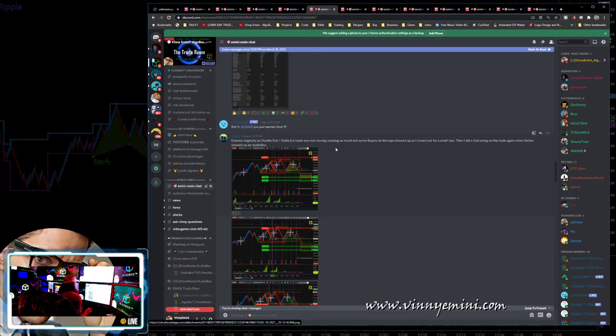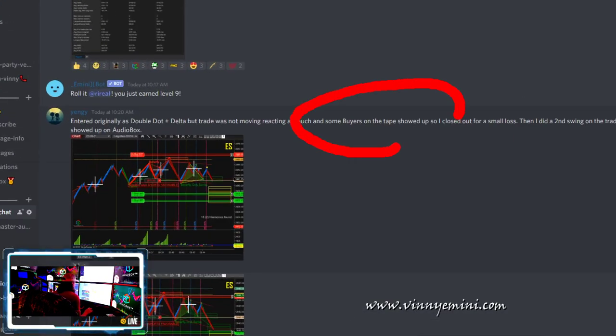Okay, this one, another one from Yengi said, entered originally as a double dot plus delta, but trade was not moving, reacting as much. Some buyers on the tape. Okay, which, when somebody says buyers on the tape, that's our audio box.